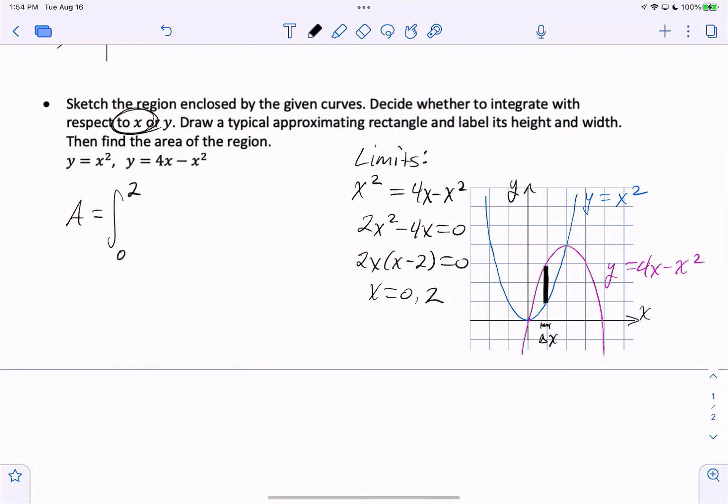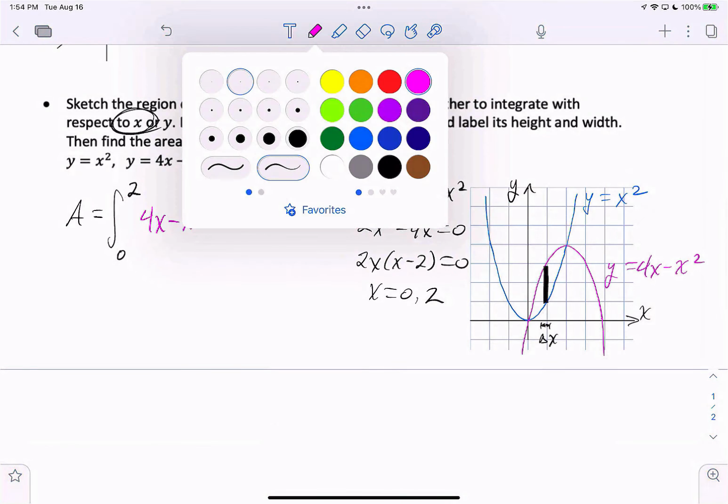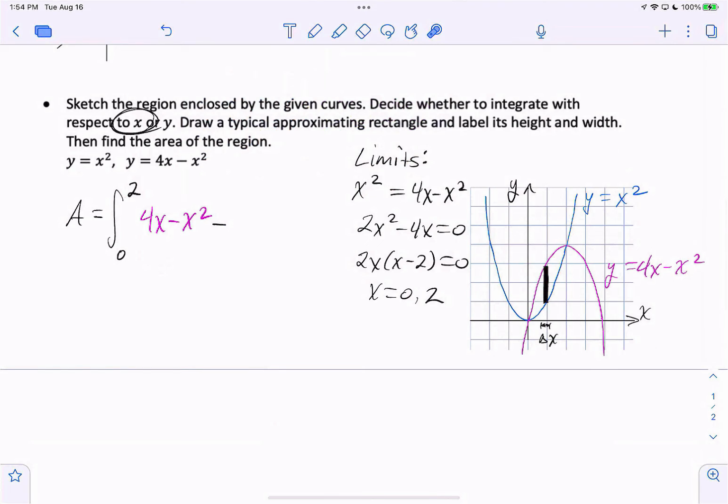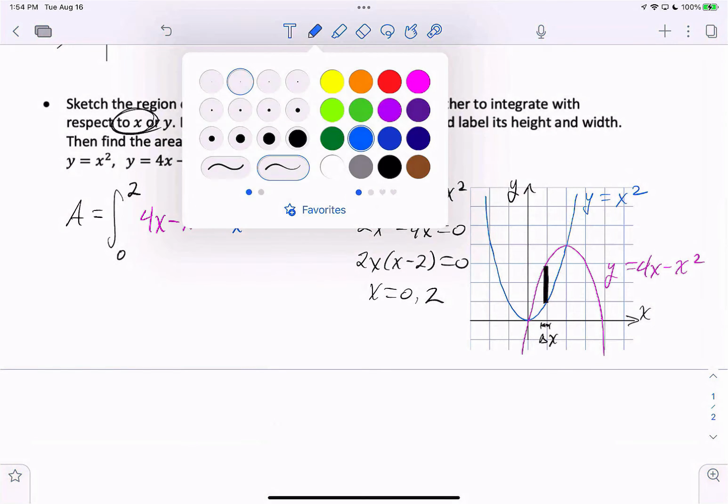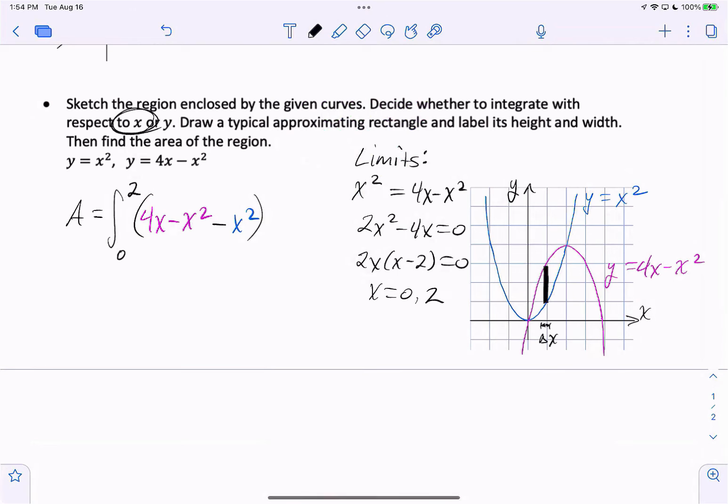All right. Then I need to set up as my integrand the larger function minus the smaller function. And in this interval, we have the larger function is 4x minus x squared, and the smaller function is x squared. And don't forget, parentheses, because I have a multi-term integrand, and dx. That dx right there represents that delta x. Without it, you don't actually have an area.